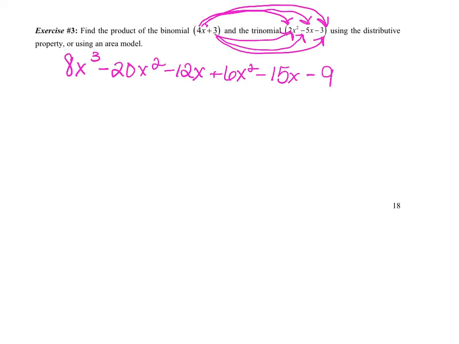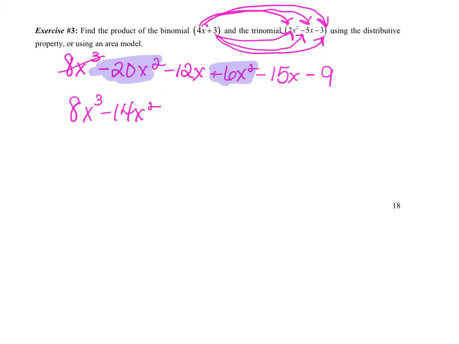So my 8x cubed is the highest, and there's nothing else to combine it with, so that's going to come first. Then I'm going to look at my squareds. So I have this and this. So when I combine those, I have negative 20 plus 6, which is negative 14x squared. Remember, when you're combining like terms, you do not add the exponents.